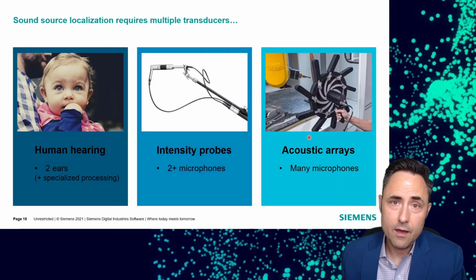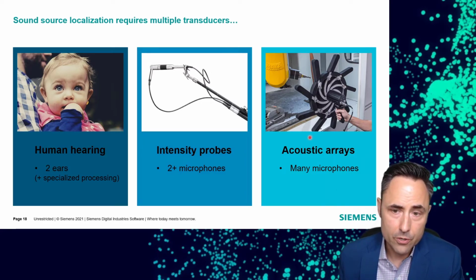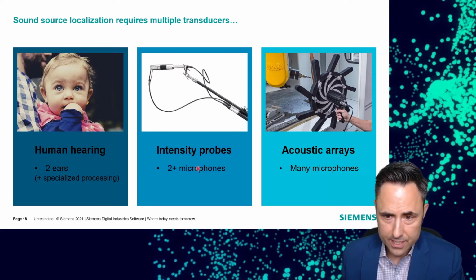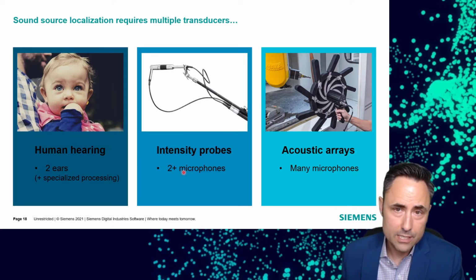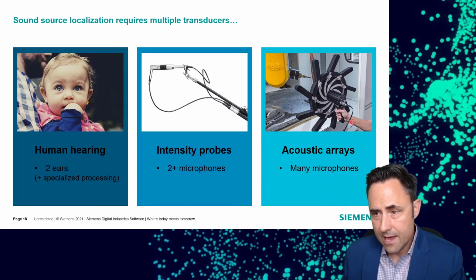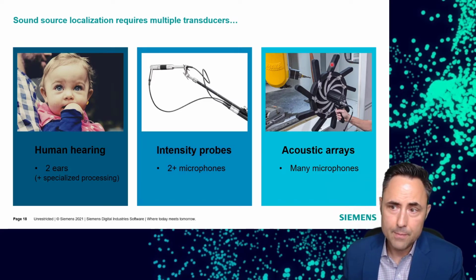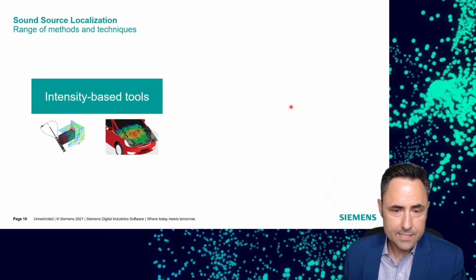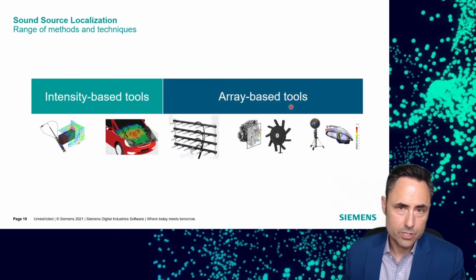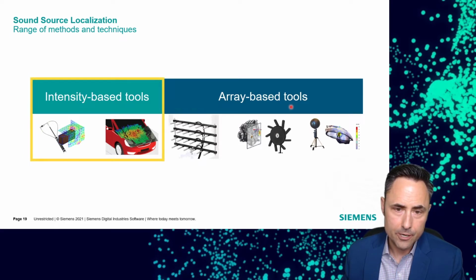Much the same way, all sound source localization tools are relying on multiple transducers to deduce where the sound comes from, okay? And we have two main strategies for this: intensity probes, where we have 2+ microphones, and then we have something called an acoustic array, where we have many, many microphones built into a single sort of device, okay? Both of these have the ability to help us localize where sound came from. So we have intensity-based tools and array-based tools. We're going to talk about both of these here.